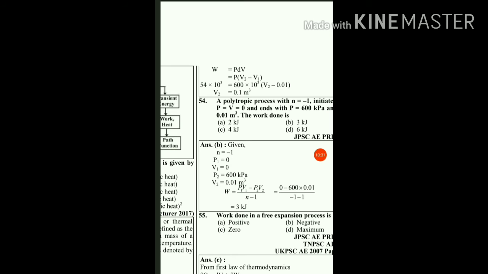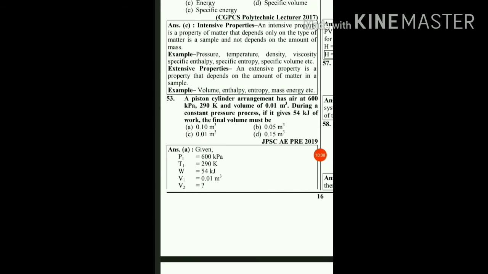So put those values in the equation and we will get the final answer, and it comes out to be 0.1 meter cube. So the final volume comes out to be 0.1 meter cube. So option A will be the correct one, and we have to solve with this solution, which you can see on your screen, that I have already told you.